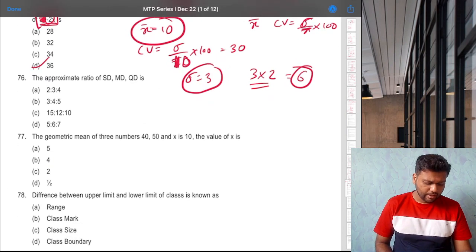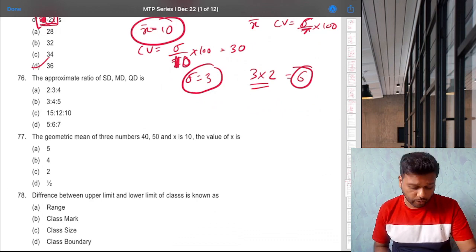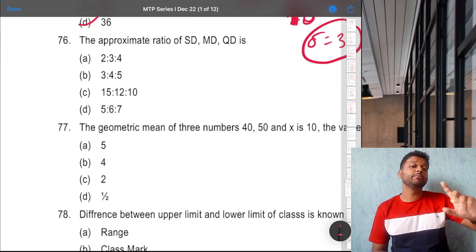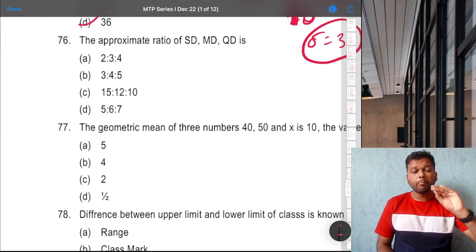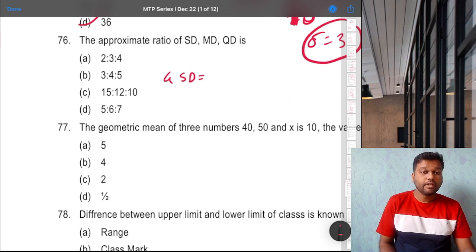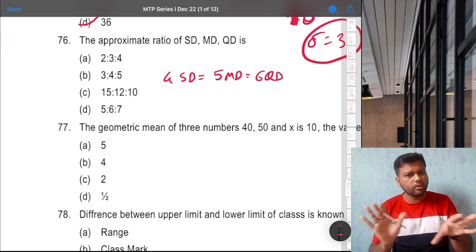Okay. Approximate ratio of SD, MD, QD is. Now this is not given anywhere in the module, but you should know that just like there is an empirical relationship between mean, median, mode, we have an empirical relationship between SD, MD, QD, which is like this. 4 SD is equal to 5 MD is equal to 6 QD. This is an empirical or approximate relationship based on observations, not an exact relationship.